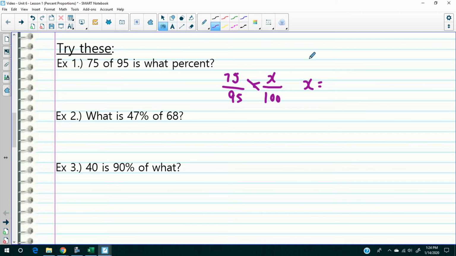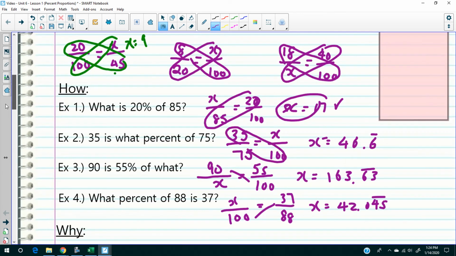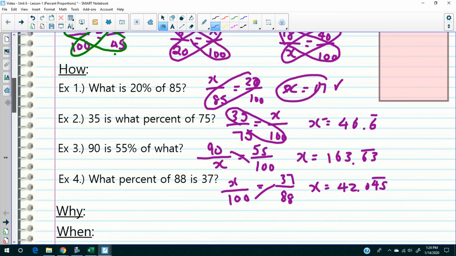Uh-oh. Hold on. I gotta go back up there and change some of these answers. 79%. Because here, look, for some of these, I had neglected to turn them into a percent. So what percent? This answer here, that's a percent. So that means I probably should round this to 47% then. Okay? So remember, if they ask you for a percent, give them a percent.